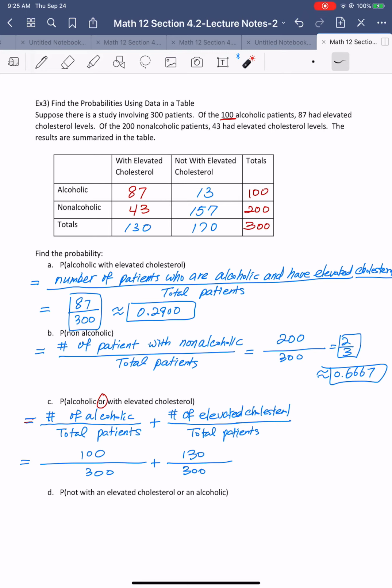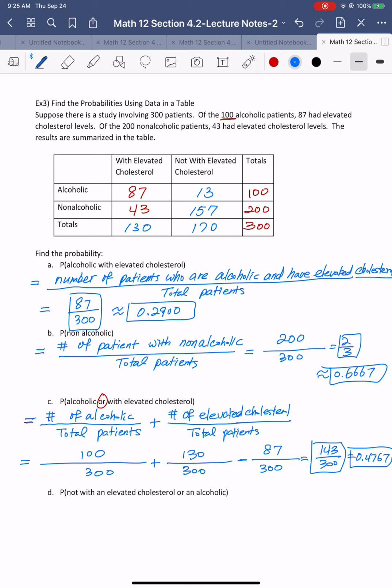But when I look it up, the number of the patients who have an alcoholic problem is this one, and the number of the patients who have elevated cholesterol is this one. As you notice, the 87 is actually the overlap, so we added the 87 twice. So we're subtracting 87 over 300, which gives 143 over 300, and that is the answer as a fraction. And as a decimal, I got 0.4767.